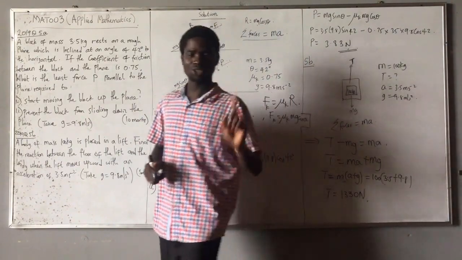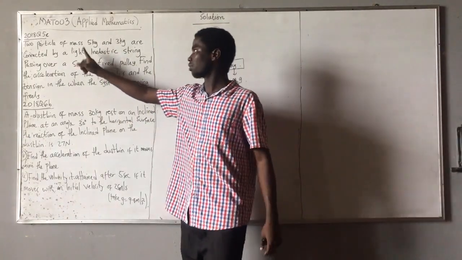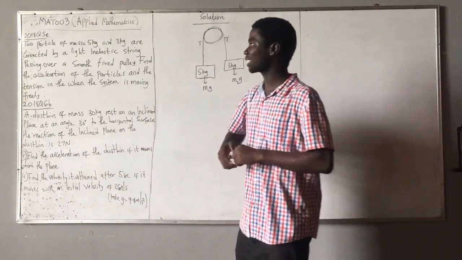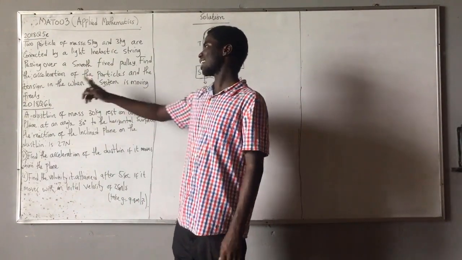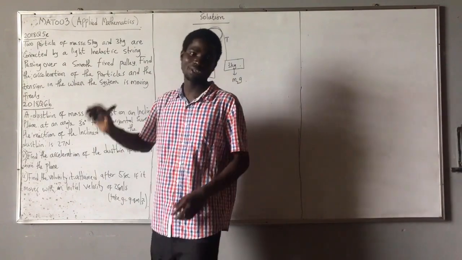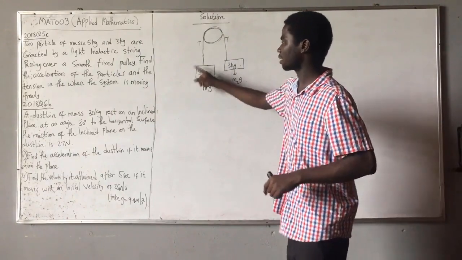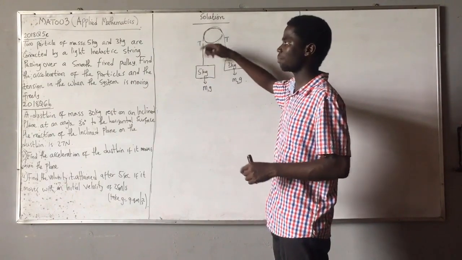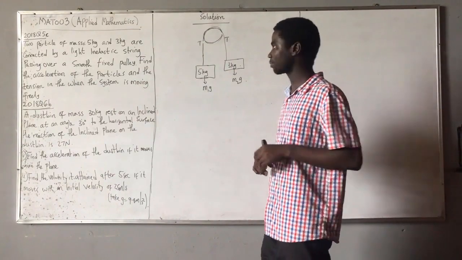Let me write the next question. We are now in another question. Two particles of mass 5 kg and 3 kg are connected by a light inelastic string passing over a smooth pulley. Find the acceleration of the particle and the tension in the string when the system is moving freely. Now, the two particles of mass, you can see draw diagram. I told you before. This is the first particle, mass 5 kg. This is the second one. You see, they are connected by a light inelastic string passing over a smooth pulley, as you can see with what I have here on the board. Then I say I have to find.